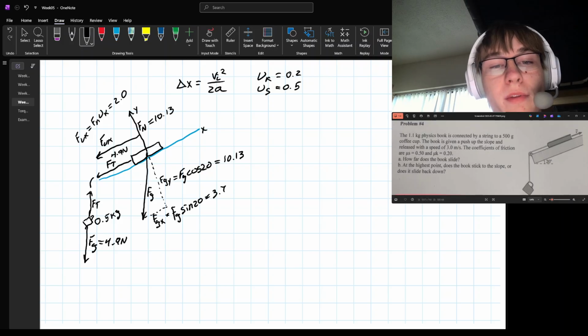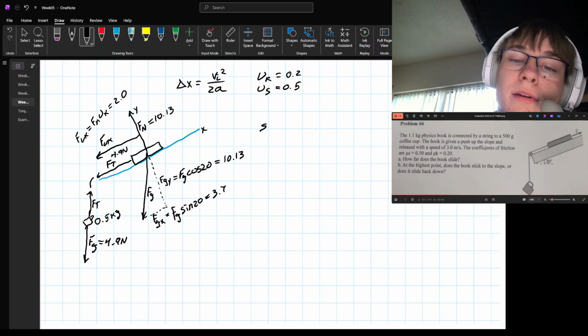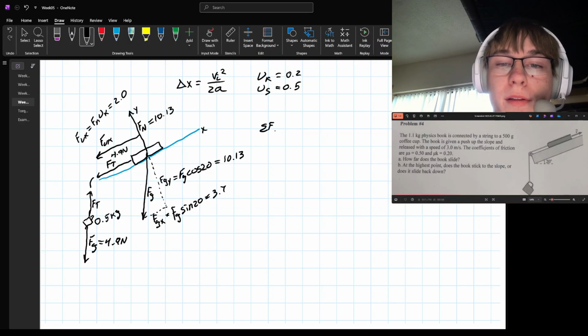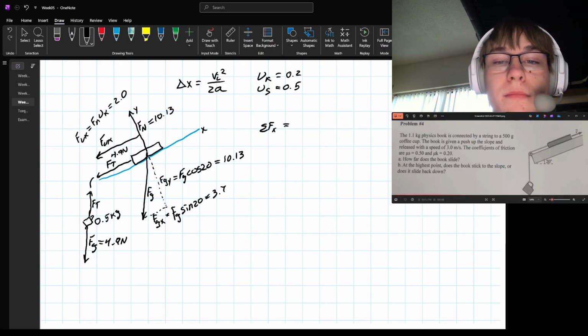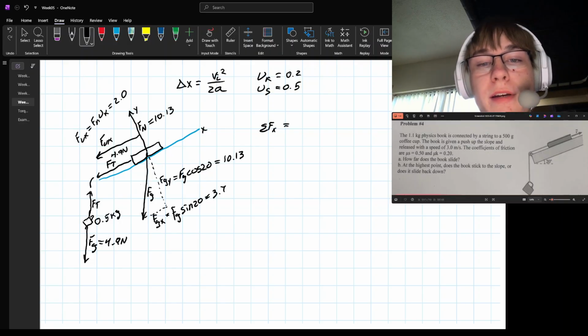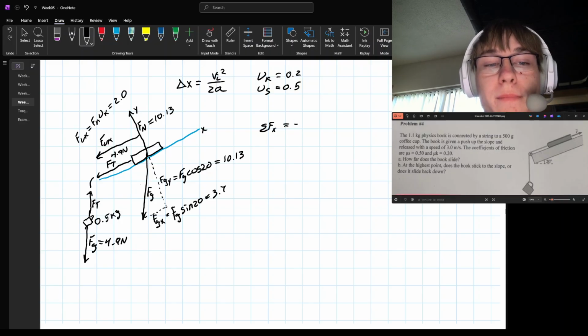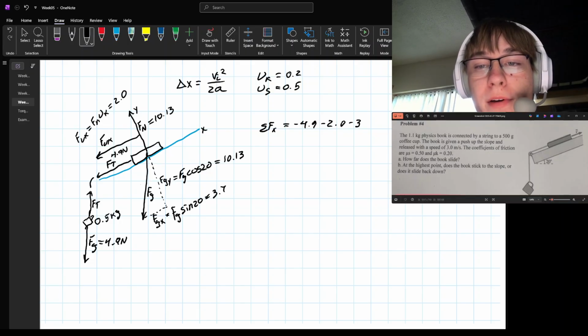So now we are going to get right along to writing sum of forces in the x direction. Because we set this as our tilted axis, we can say our force tension is negative, so we're going to have minus 4.9. Our force static, also negative, minus 2.0. Our force gravity, also negative, minus 3.7.